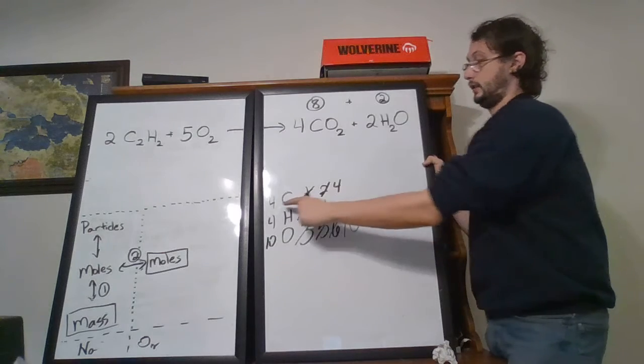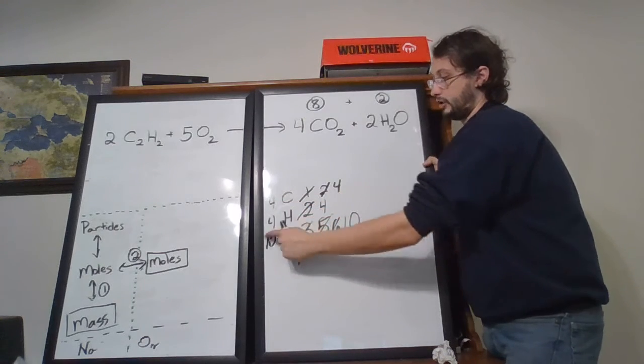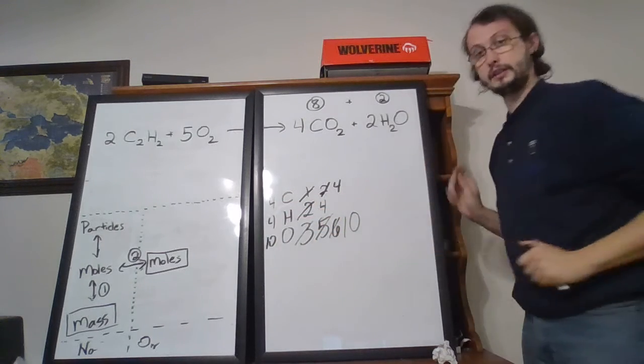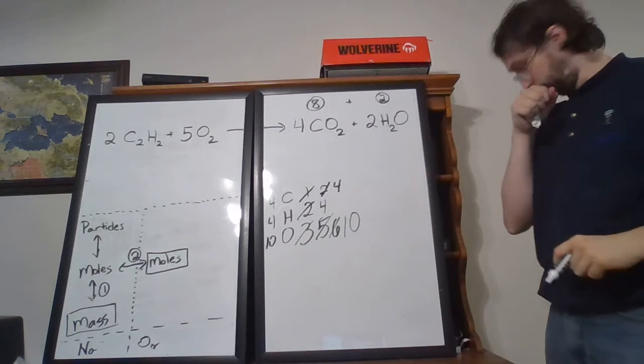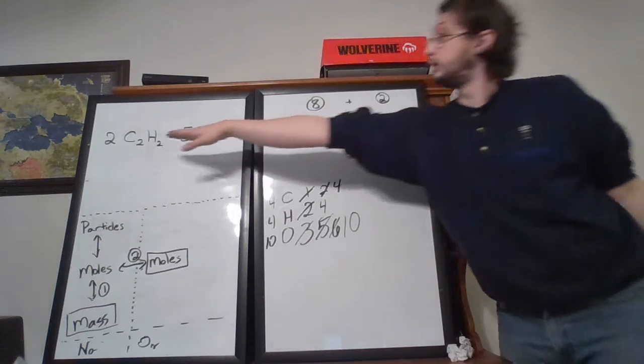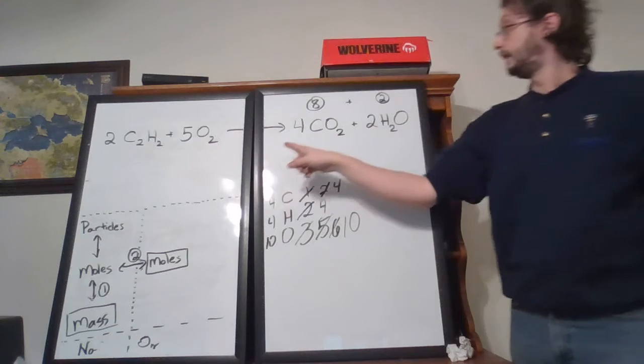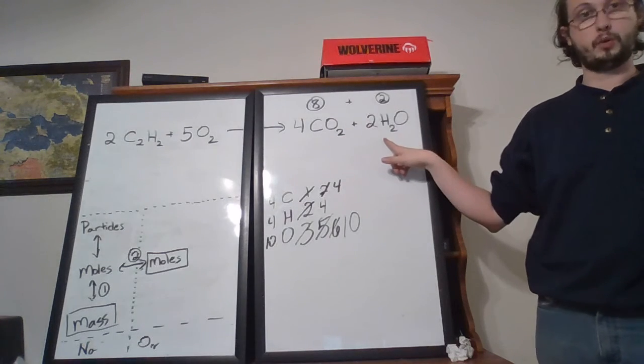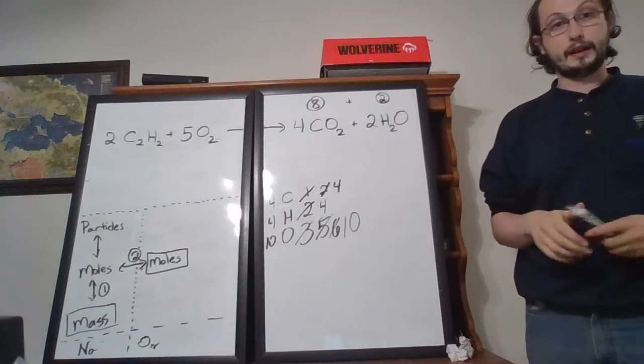And so we see carbon has 4 on each side, hydrogen has 4 on each side, and oxygen has 10 on each side. And this is the balanced chemical equation. You have a 2 here, a 5 with oxygen, a 4 with carbon dioxide, and a 2 with water. So that should have been your answer for number 3.